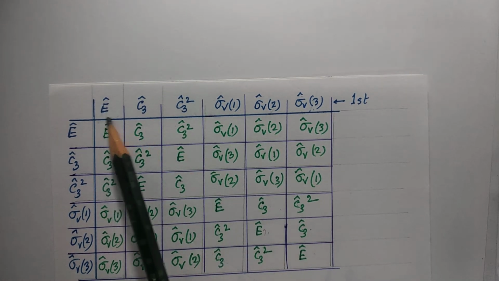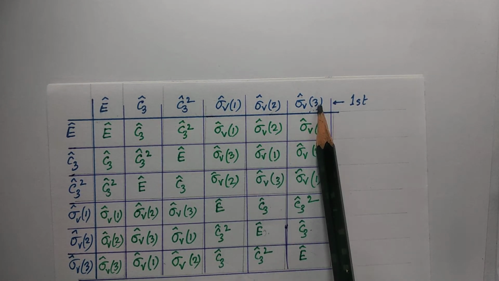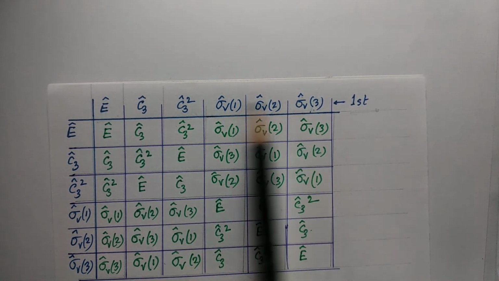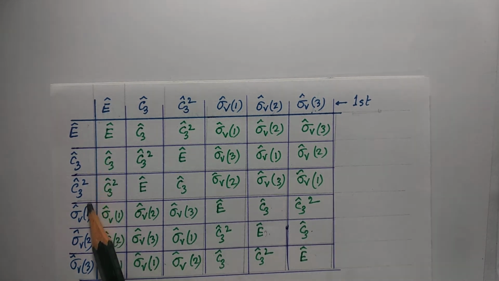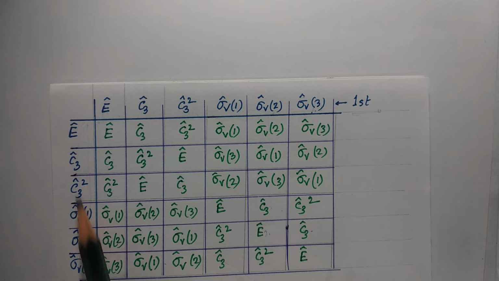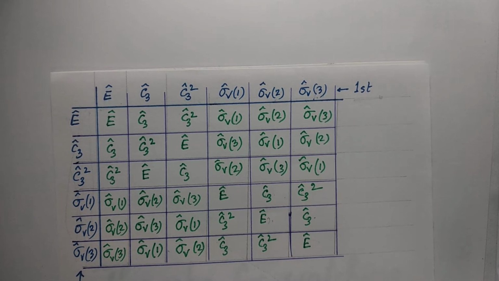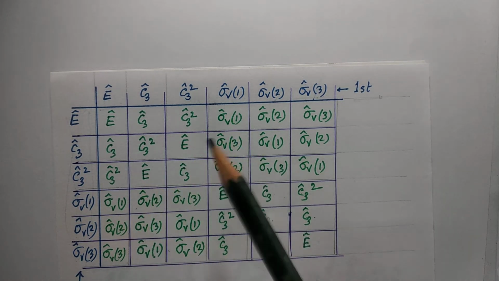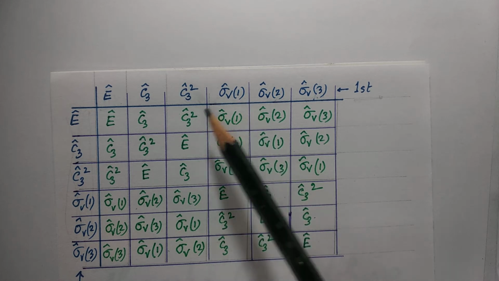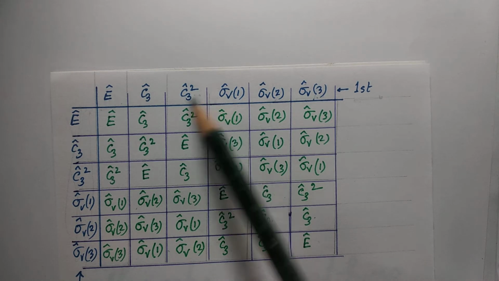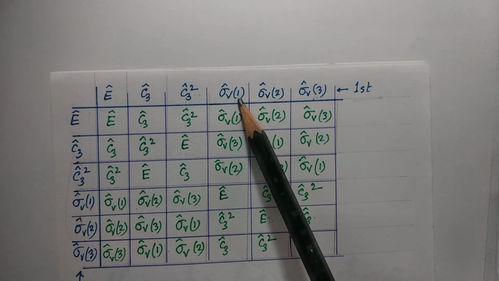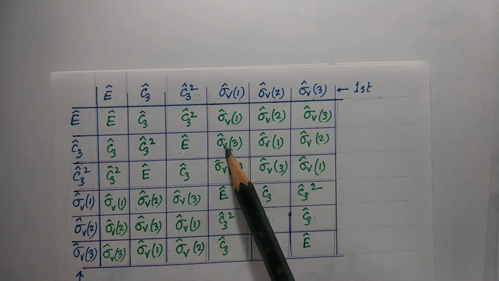Now, these are the symmetry operators in that set S. These will be considered as the first operation, and the same operators are also written along this column. These will be considered as the second operation. The body of this table is obtained by carrying out actual symmetry multiplication. For example, C3 square followed by C3 will give you E. Sigma V1 followed by C3 will give you sigma V3, and so on.